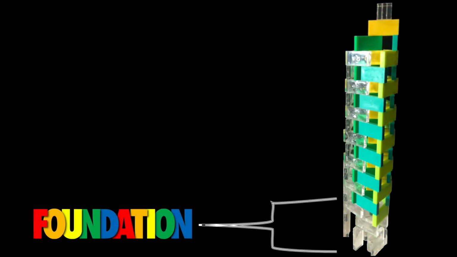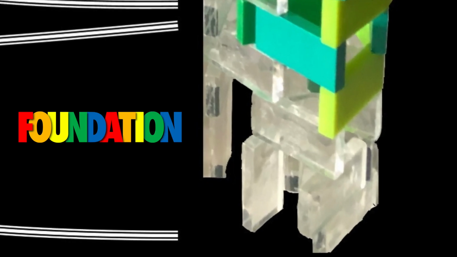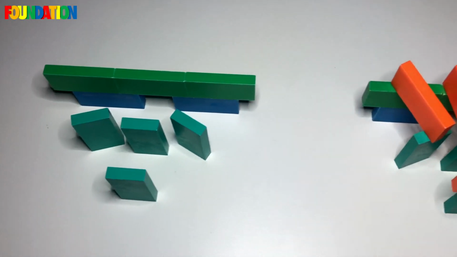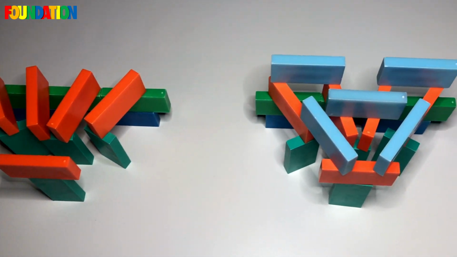A spinal tower contains three main parts: the foundation, body, and the top. And as you've probably guessed, we're going to start with the foundation. The foundation is by far the most complicated part of a spinal tower. I like to break it down into three sections.